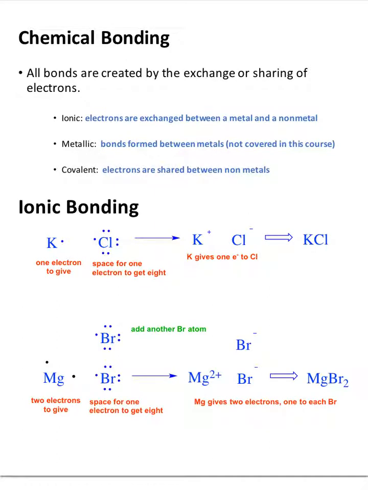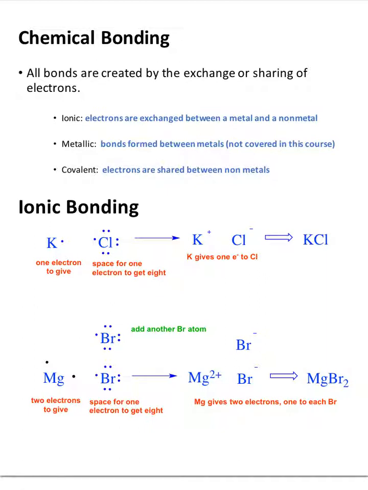Looking at another example of this, take for instance magnesium and bromine, and we look at their valence electrons. Magnesium has 2 electrons in its valence shell, and those are electrons it's going to want to give. And bromine only has a spot for 1 electron. So what ends up happening is we pull in another bromine atom, so we have a place for both of those magnesium electrons to go.